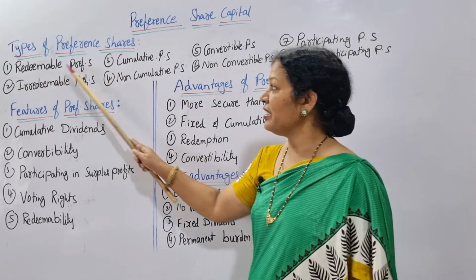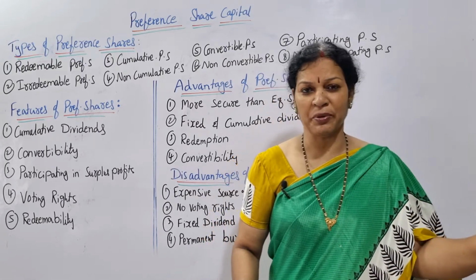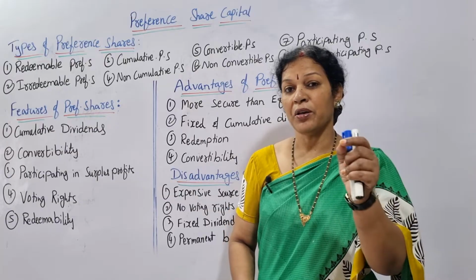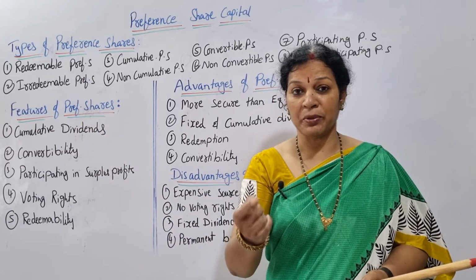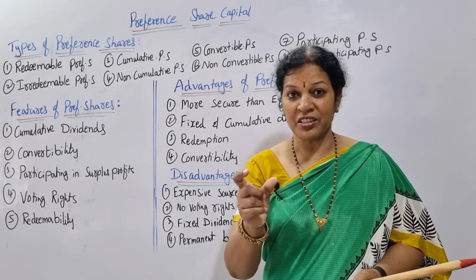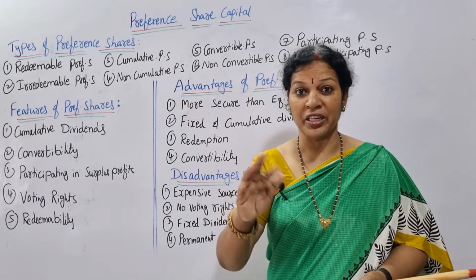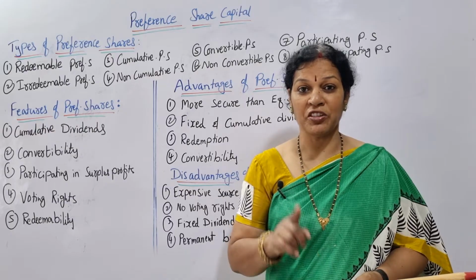Now, first one is redeemable preference shares. Generally, if you see the preference shares, they will be in the company itself only. But there are redeemable preference shares. Redeemable preference shares means after a certain period, these shares can be redeemed, matured. It will be given back to the preference shareholders.